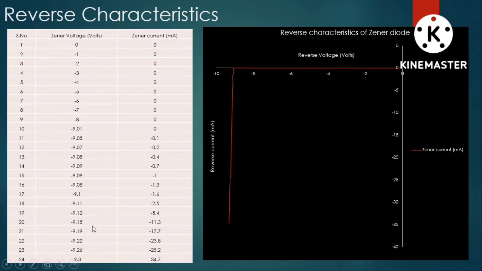Now in this case, when the input voltage crosses 9.1, we can see that the current increases slightly, and when it reaches the breakdown region, the current rapidly increases through the Zener diode. But the voltage across the Zener diode tends to remain constant. It hovers around 9.1 to 9.3 volts. So this property of the Zener diode helps us to make voltage regulators.